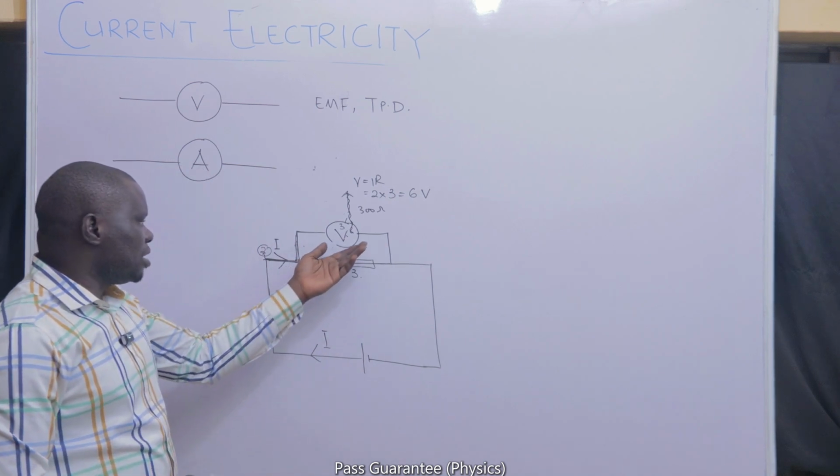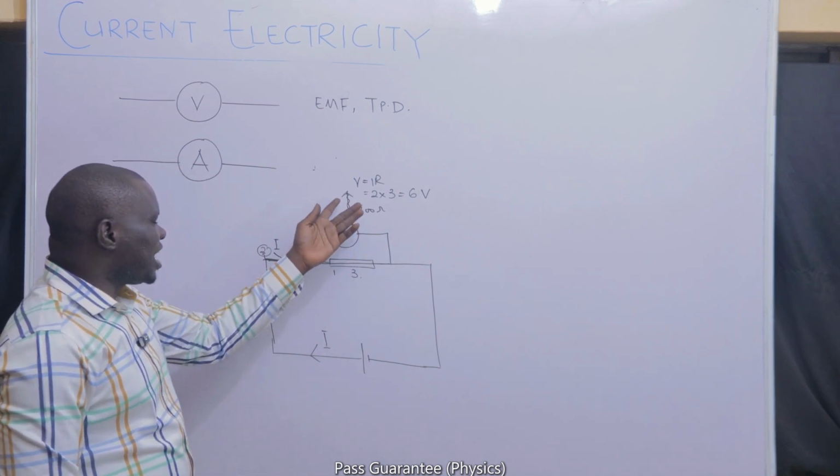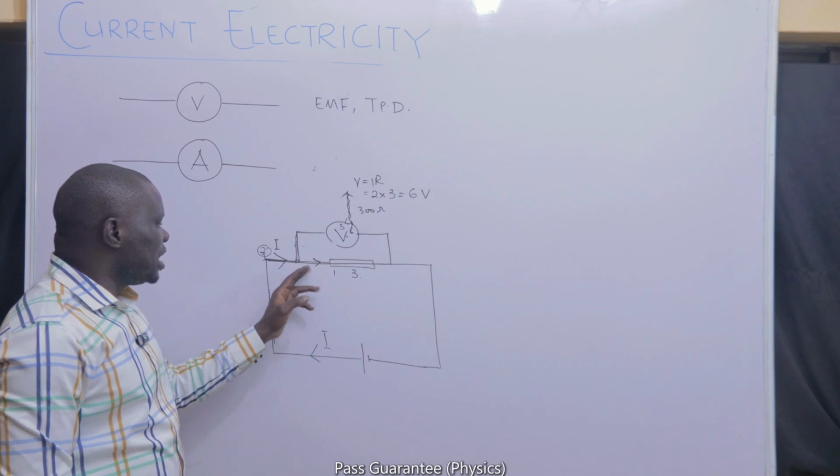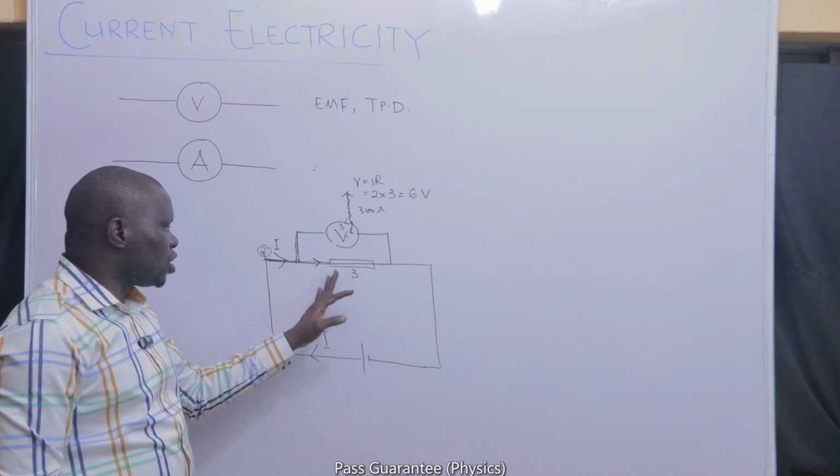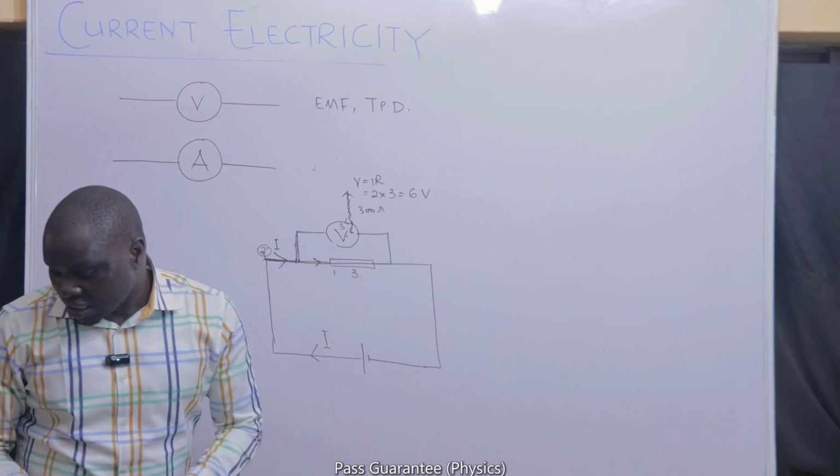So voltmeters are connected in parallel. They are made of high resistance so as not to divert a significant part of the current that should pass through the components through themselves in a circuit.